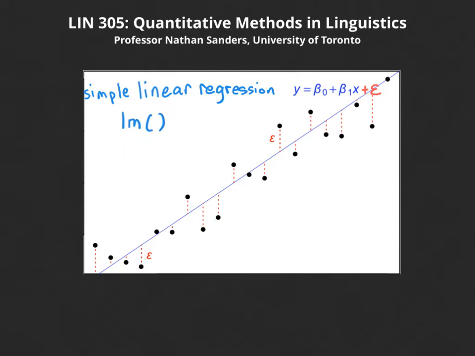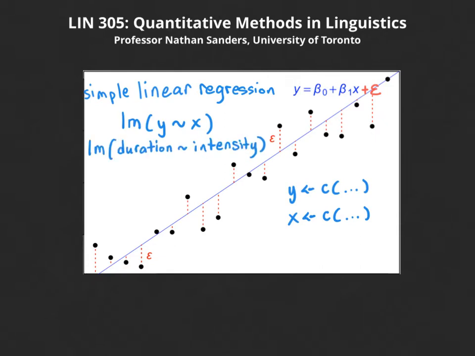To use the lm command in R to perform simple linear regression, we need two vectors of data. This must be paired data, a y vector for our dependent variable, and an x vector for our independent variable. This will be written lm parenthesis y tilde x. Note that y and x are, of course, arbitrary names for these vectors. They could have any name we want. So we could perform simple linear regression on vectors with names such as duration and intensity, or f1 and f2, or any other names that we want for our two vectors.